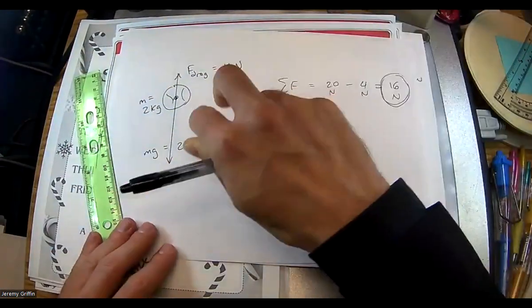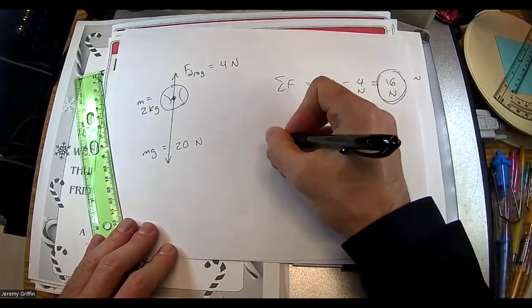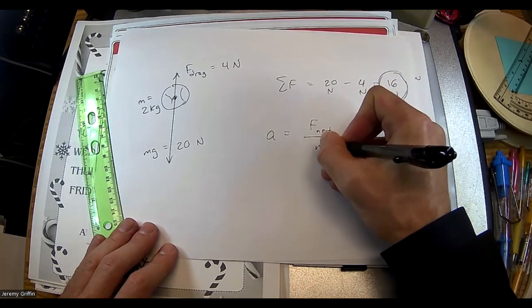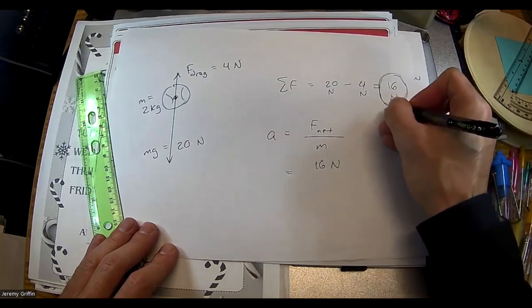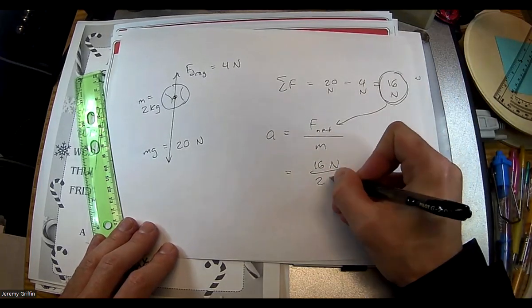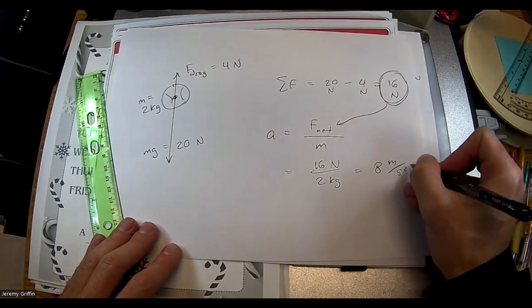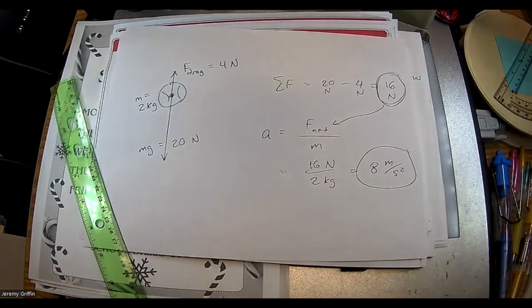So for this snapshot right here, guys, what is the acceleration of this ball? How much? 16 Newton net force acting on 2 kilograms mass. So like 8 meters per second squared. 8 meters per second squared. Look at that. There's a little bit of air drag, so it's not accelerating at the full rate of gravity.